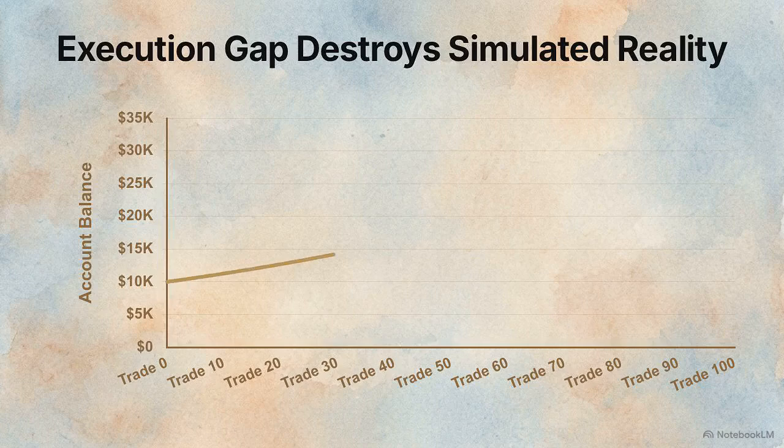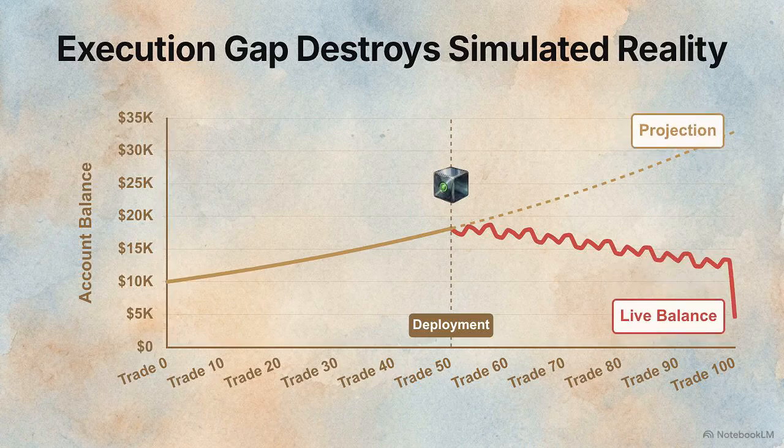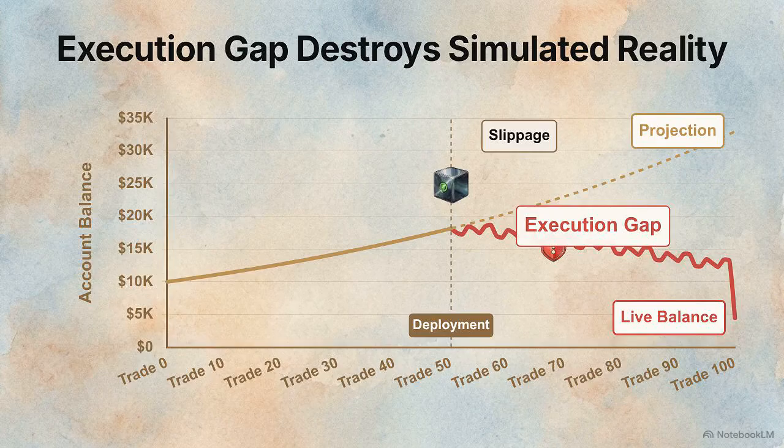This graph shows a perfect upward equity curve from a simulated strategy, but when it goes live, the actual balance plummets, detaching from the projection. This divergence is the dirty secret. Tutorials teach basic syntax, ignoring the brutal forces that destroy live algorithms.